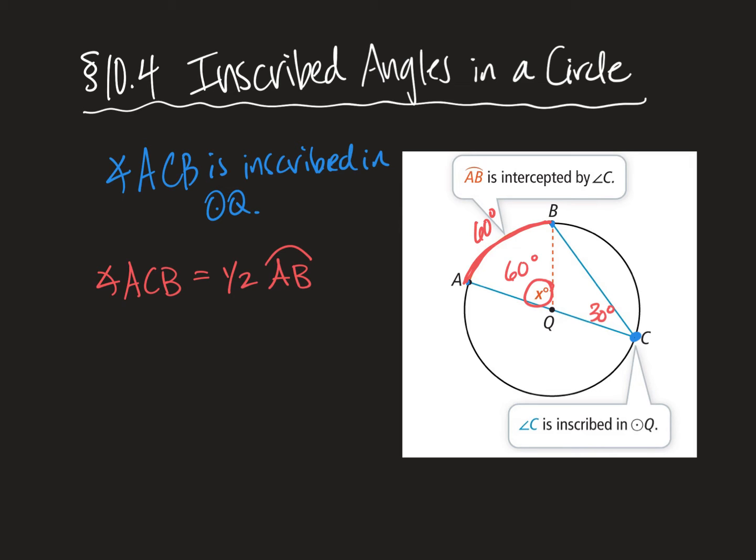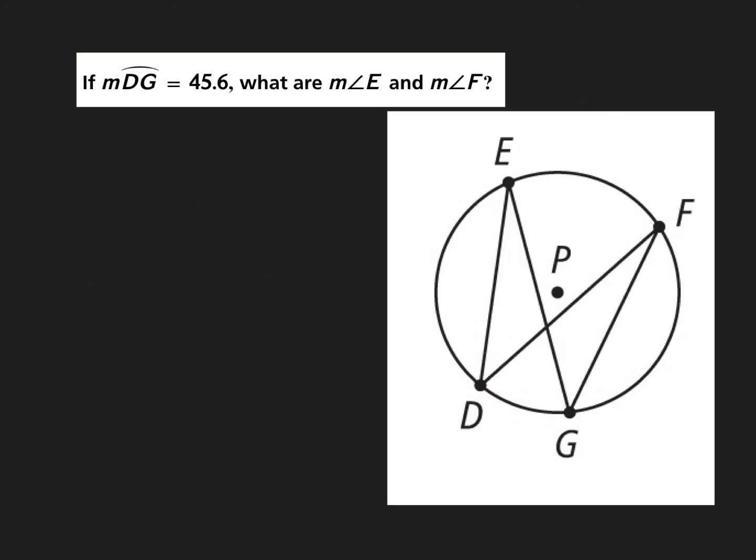Sometimes finding the arc that's intercepted is the most difficult part. So I would suggest when you get stuck on a question like that you take a highlighter and go over and highlight your angle and let it extend past the circle. So then we can easily see that this is the arc that we're intercepting.